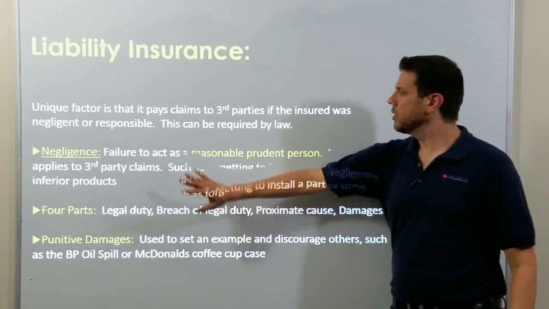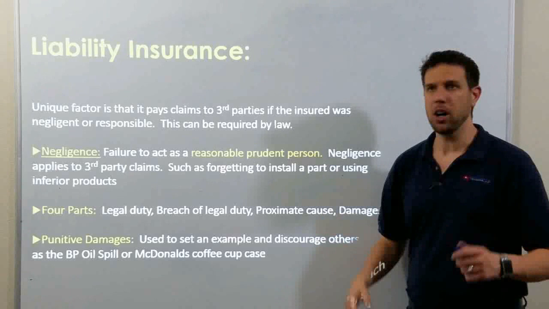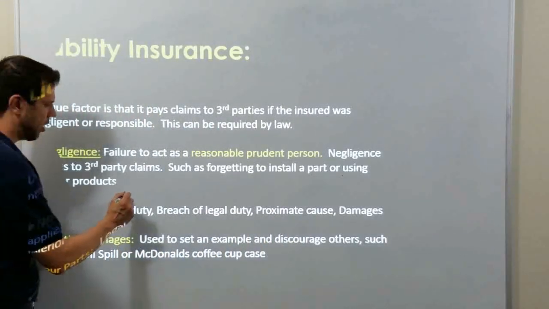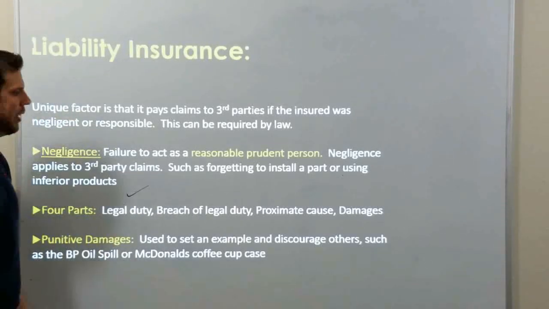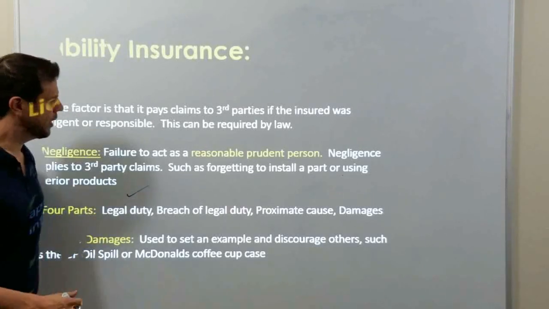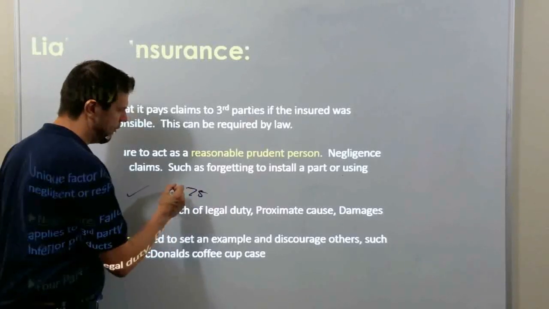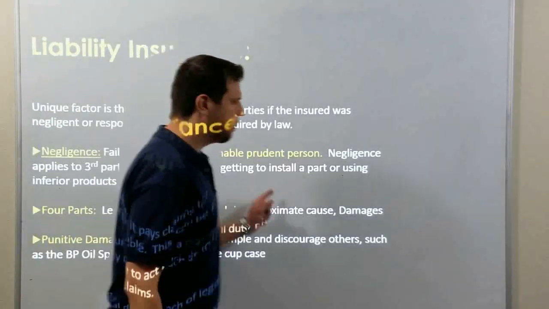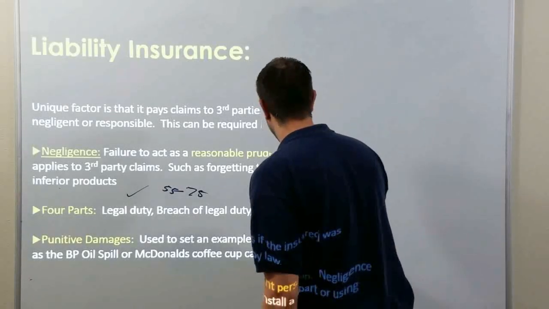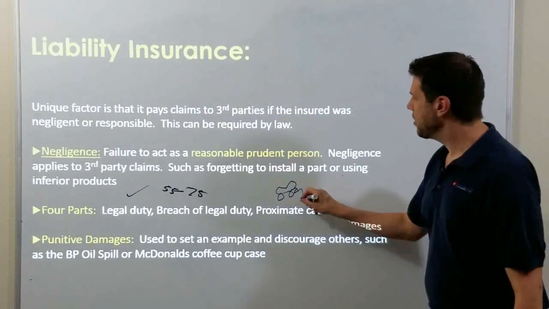The first question is, did you have a legal duty to act? So let's say you were speeding and you hit a car. Legal duty, you were not supposed to be speeding. You were not supposed to hit that car. So you did have a legal duty to act properly while driving. Breach of legal duty. Did you breach that legal duty? Yes, because you were doing 75 in a 55. Proximate cause. Are you the reason for the car accident? Yes, I wasn't driving well and I hit a car. Damages. Were there damages? Yes.